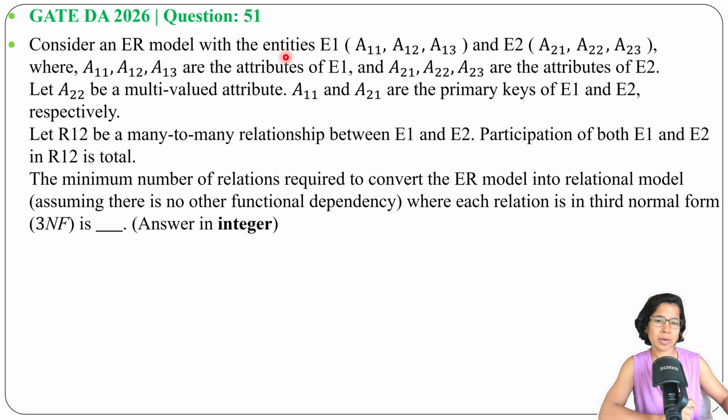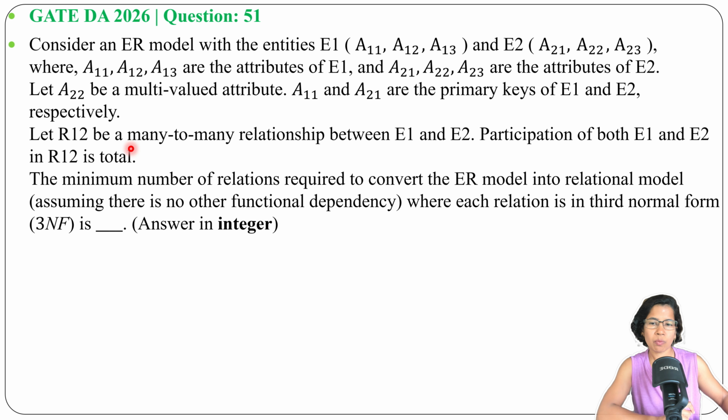Consider an ER model with entities E1 and E2 where A11, A12, A13 are attributes of E1 and A21, A22, A23 are attributes of E2. Let A22 be a multi-valued attribute, and A11 and A21 are the primary keys of E1 and E2 respectively. So A11 and A21 are the primary keys for E1 and E2.